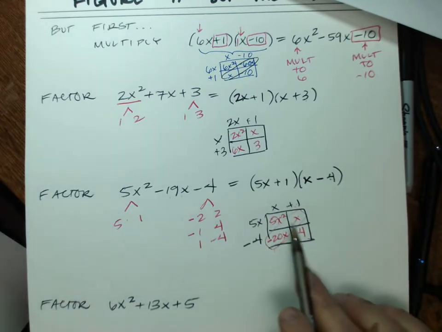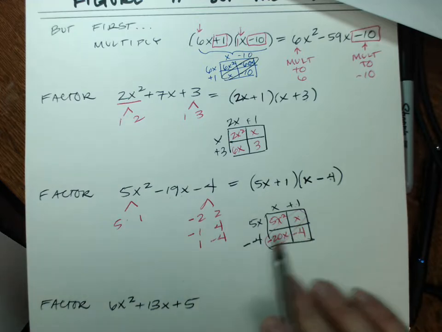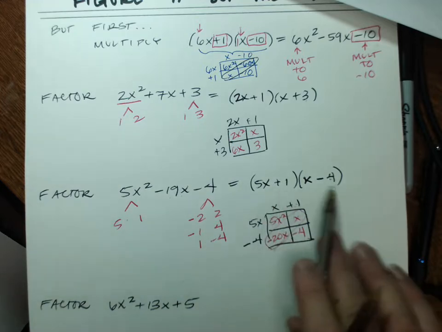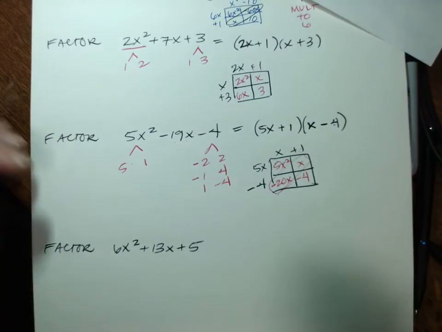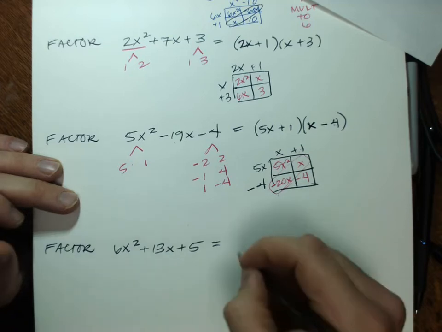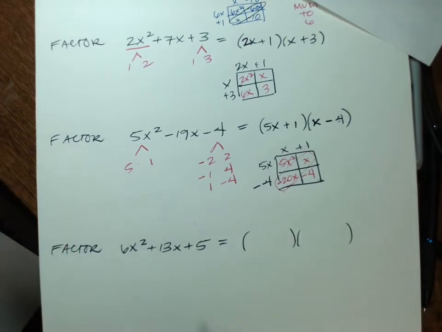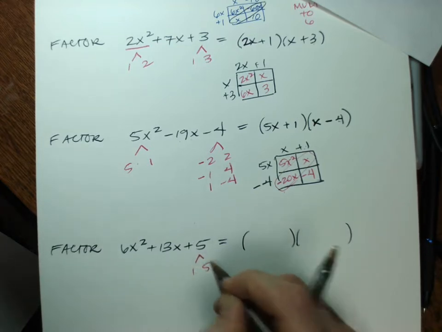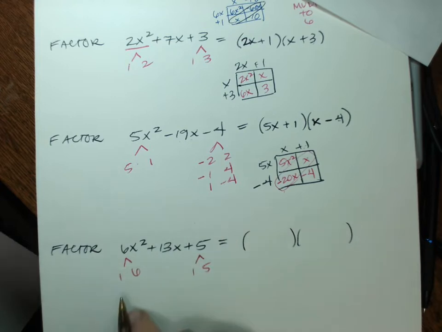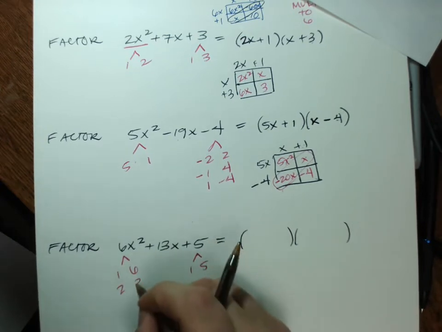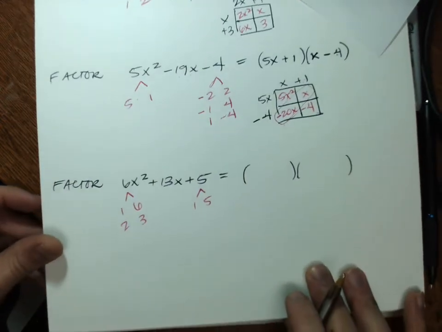So you can use the box method to try to puzzle this out. But really that's what I'm visualizing as I make my decisions as to what numbers are going where. Last one. Okay, this one, 1 and 5, that's easier. But now the 6 kind of throws a wrench. It could be 1 and 6 like the problem above, or it could be 2 and 3. And so there's a couple options to consider here.